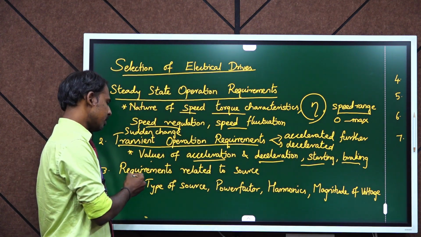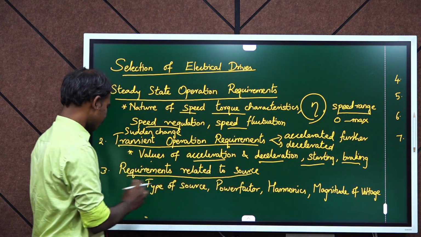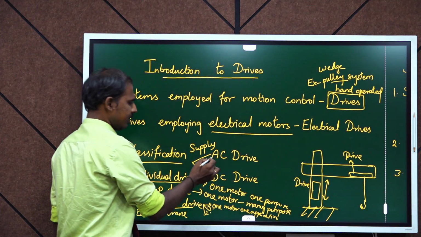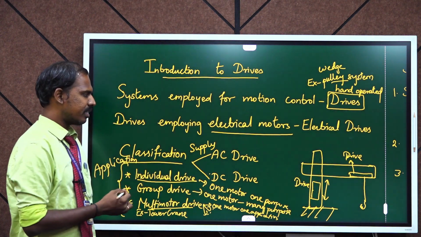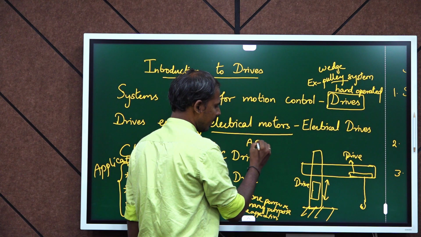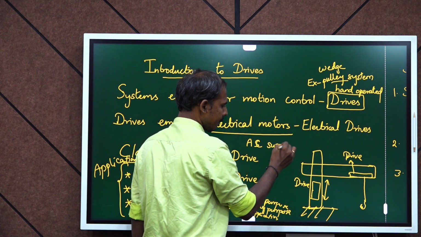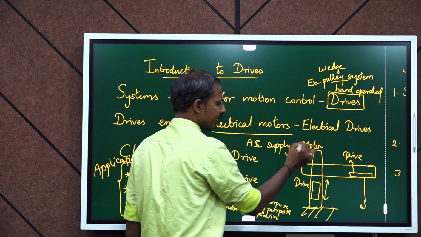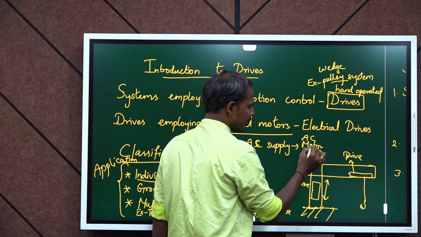Then the next one is the requirement related to source. Coming back to the previous slide, we have just classified this into AC drive and DC drive. It is based on the supply. So if I am giving an AC supply, if this is fed to a motor, AC supply by default is going to be only an AC motor.